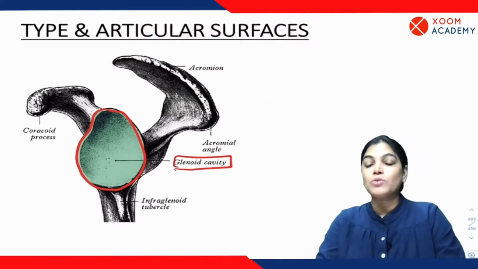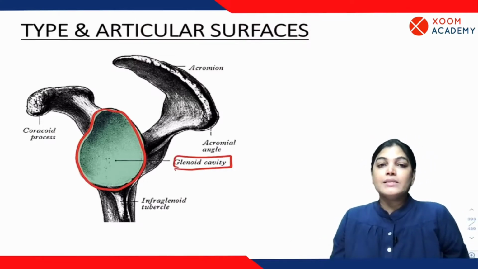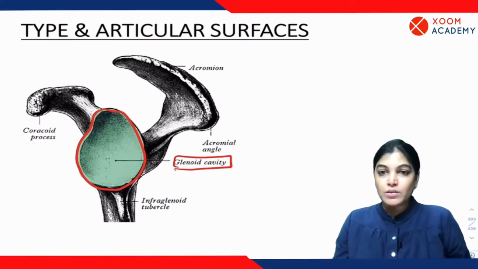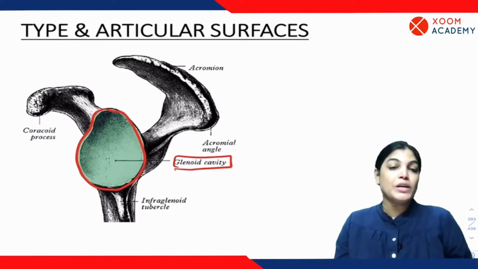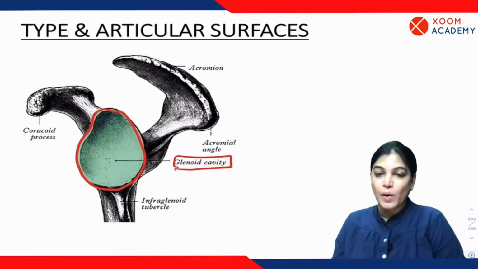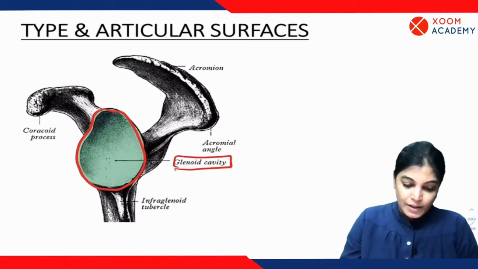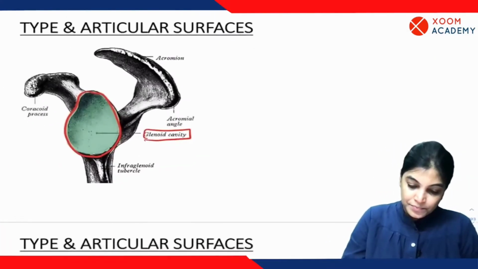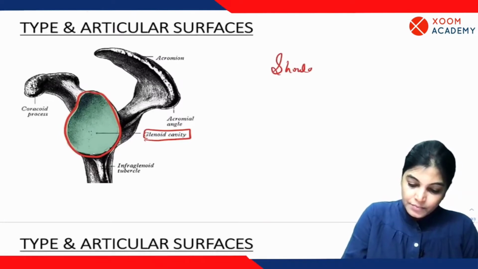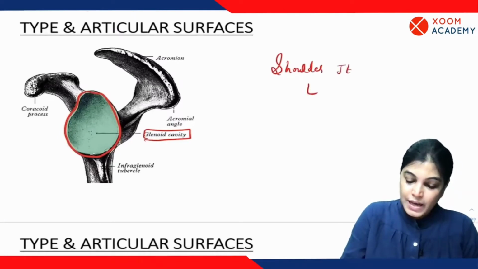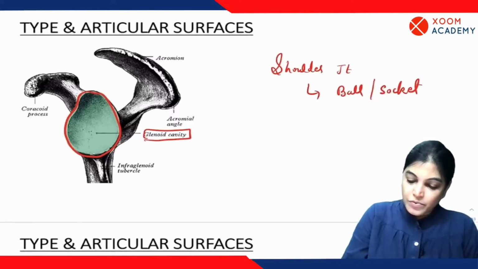So that means when I am talking about shoulder joint, it's a joint that is not quite stable, but it's a freely mobile joint. It's a multi-axial joint, and it is one of the most mobile joints in our body. It's a ball and socket type of synovial joint, but its mobility is at the expense of its stability. Okay, so shoulder joint is a ball and socket variety of synovial joint.